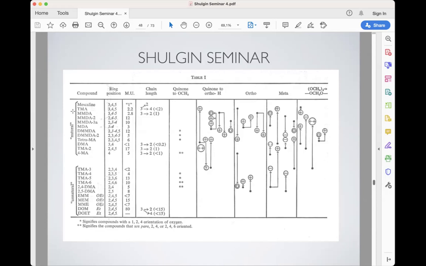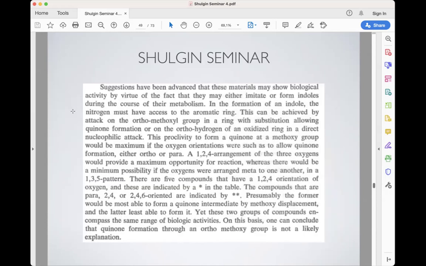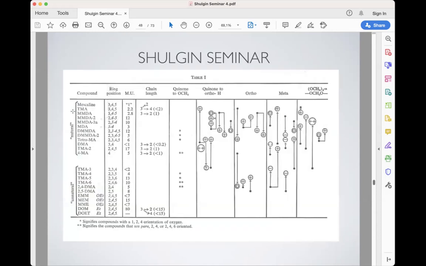Well, clearly it shows a structural relation between these compounds, how they are converted to one another, right? But then he concludes in the last sentence, on this basis, one can conclude that quinone formation is not a likely explanation, right? So does this mean that this hypothesis is falsified and rejected? I'm not sure. It's interesting. I would like to hear a comment on it, but maybe not necessarily at the moment.